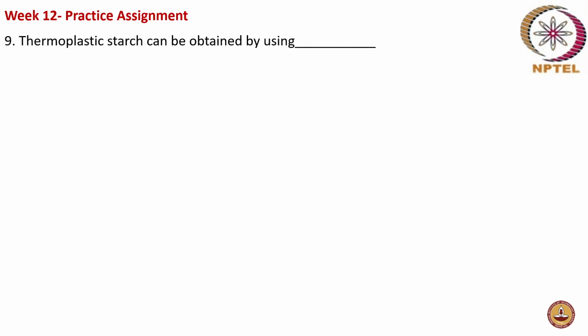Starch can be obtained from corn, potato, wheat, and rice. These are all sources of starch. So to make it thermoplastic, there will be some addition of materials or additives. What are those additives? Plasticizers. Yes, plasticizers like sorbitol, glycerol, and citric acid are all used to plasticize starch. So starch also requires some plasticizer.